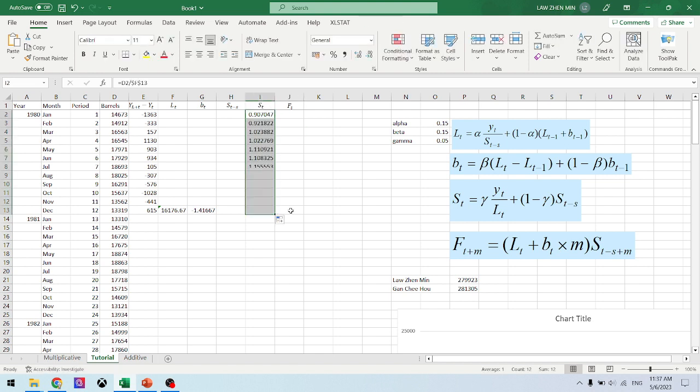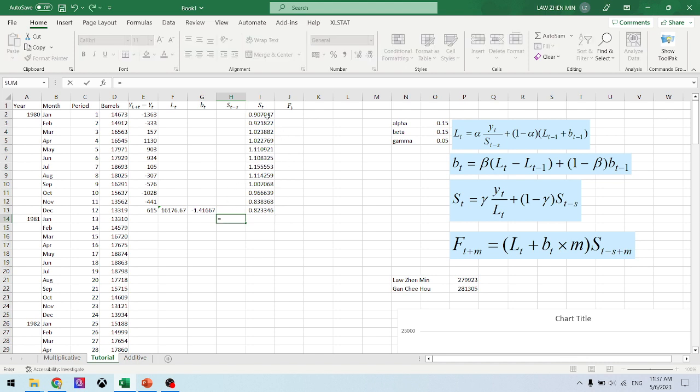Here, just drag it. Okay, so this one is the seasonality component, and for this it is st minus s. The s is the seasonality length, which means that for here, this is period 13, right? And our s is 12, so 13 minus 12 is 1. So this one will equal the previous seasonality component. Same, you just drag for the whole season.